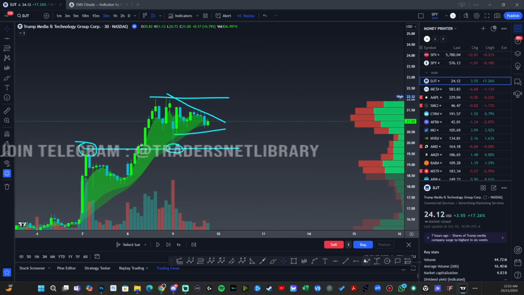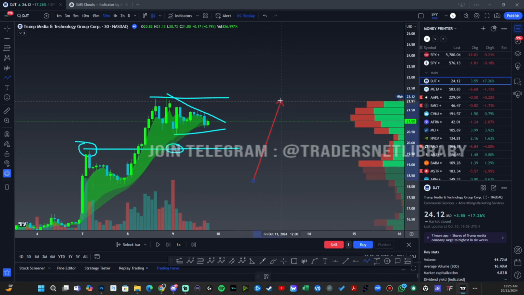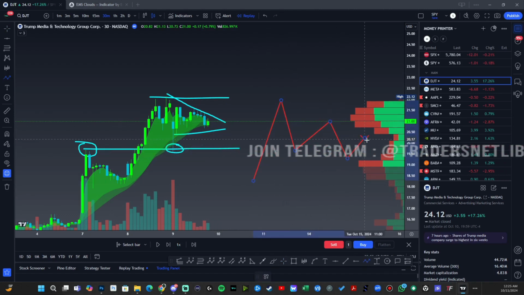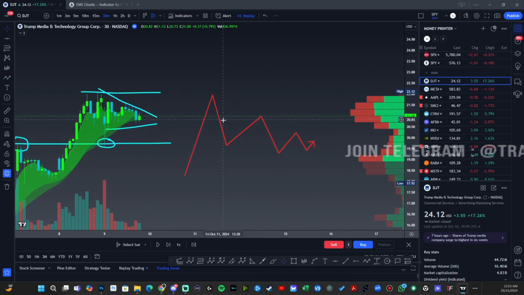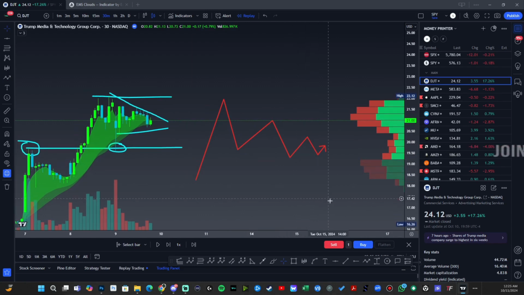What you don't want to be trading is an extended flag. And what do I mean by that? An extended flag looks like this, where it just goes far, far out. These work here and there, but it's not as profitable and consistent.